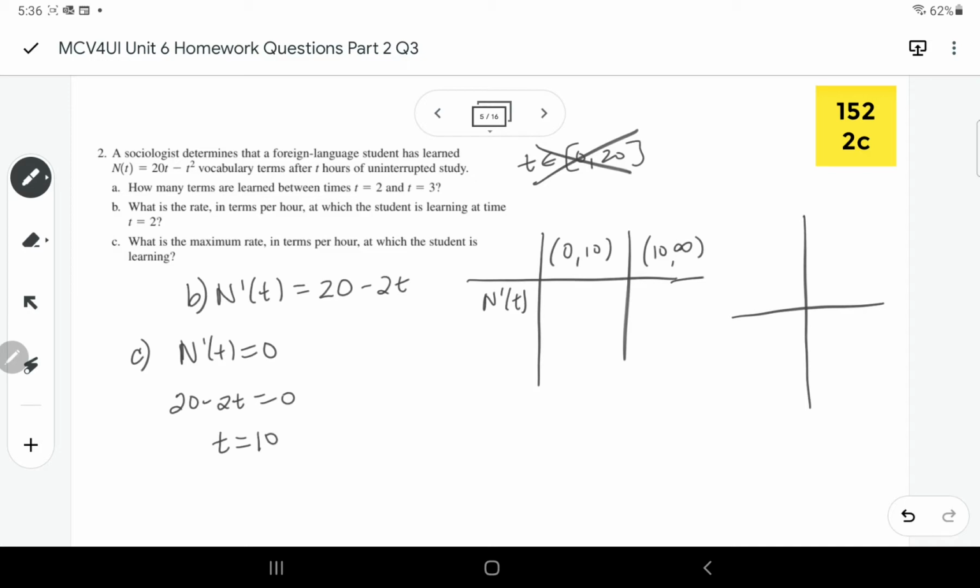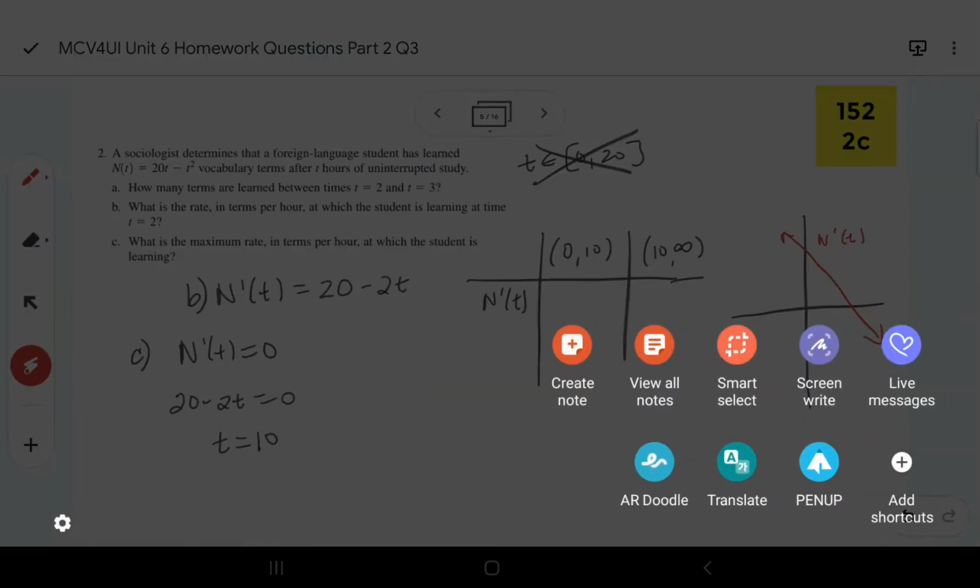And then I'll also kind of look at this as a graph of my derivative. So if I look at this as a graph, then I know that the graph of the derivative is going to be a line with a slope of -2 and a y-intercept of 20. So it's going to be a line, kind of like that. So I know that this is going from a positive rate of change, because the y values are positive there, to a negative rate of change.